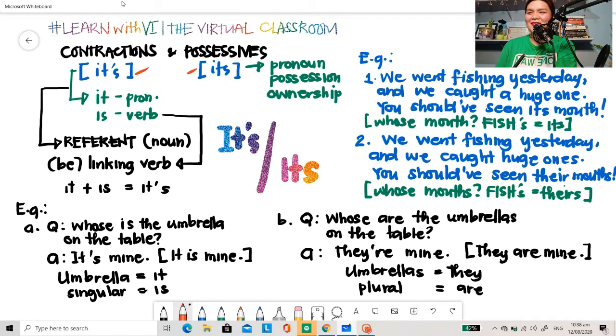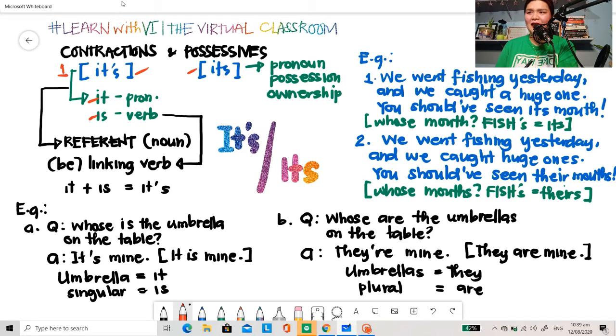Like what I said, they don't really sound different from one another, but if you look at them, they look different, and in terms of function, they are entirely different from one another. So let's begin with the first one, the contracted version of two words, which are it, a pronoun, and is, a linking verb. Now, whenever we are using a pronoun, the standard rule is that it needs to have a referent, or it needs to have something it stands for.